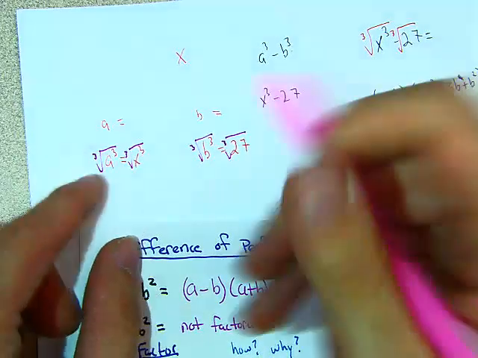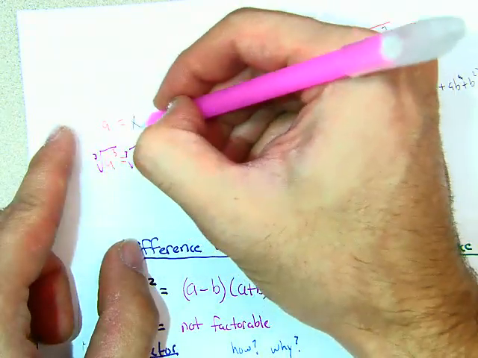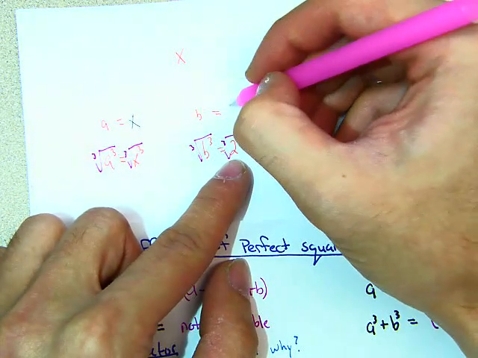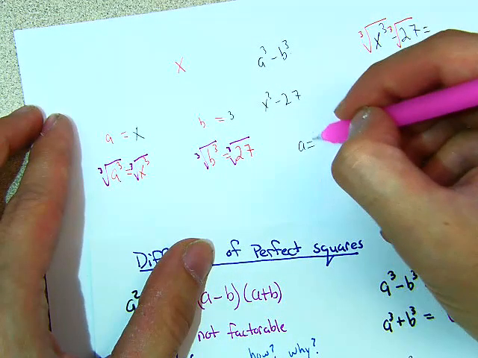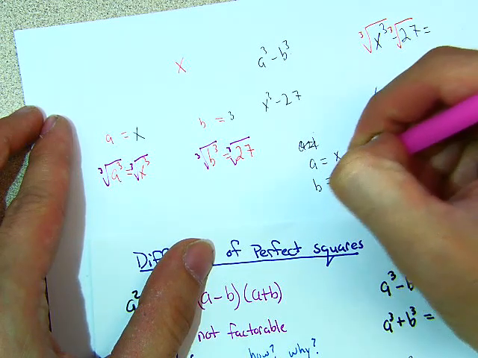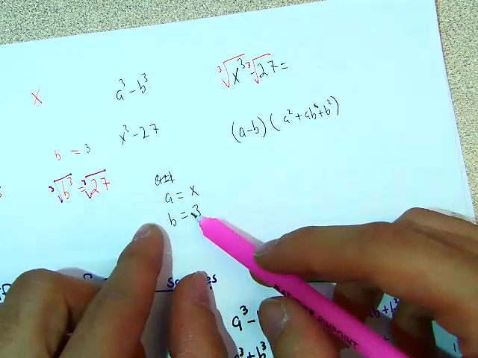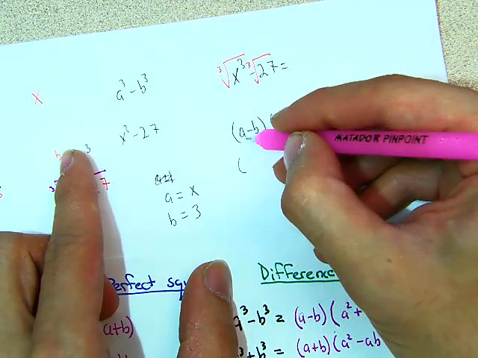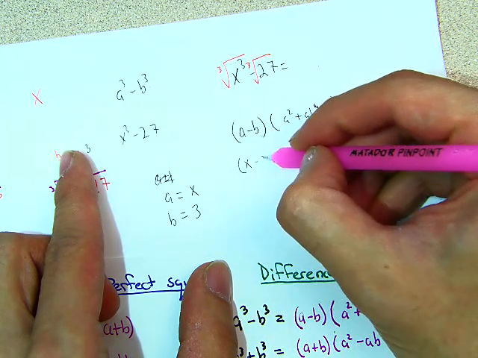What is the cubic root of a cubed? That's a. What's the cubic root of x cubed? That's x. What's the cubic root of b cubed? It's b. What's the cubic root of 27? It's 3. So now I know a is equal to x and b is equal to 3. Great, I have a formula for this. We can substitute into the formula. What is a? It's x. What is b? It's 3, so it's minus 3.